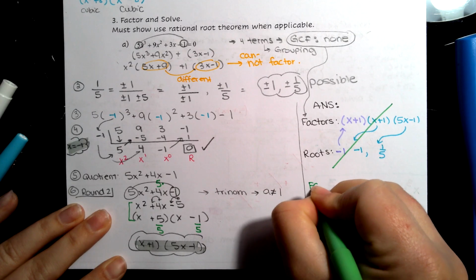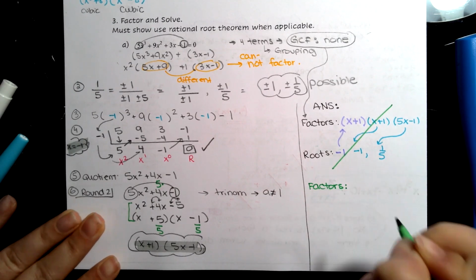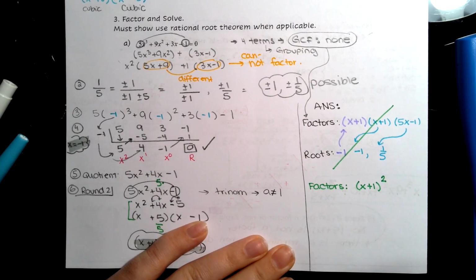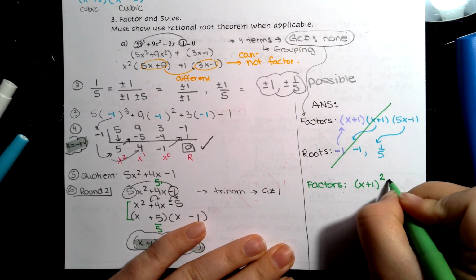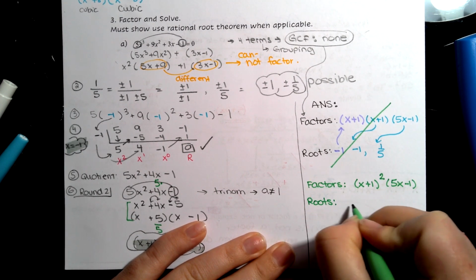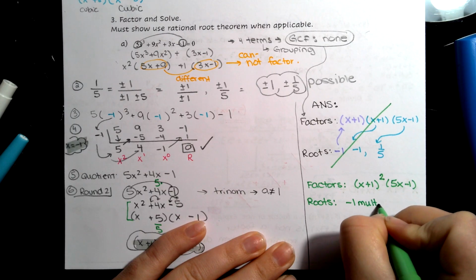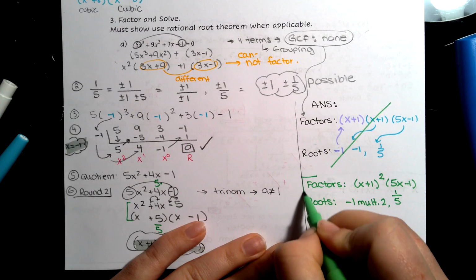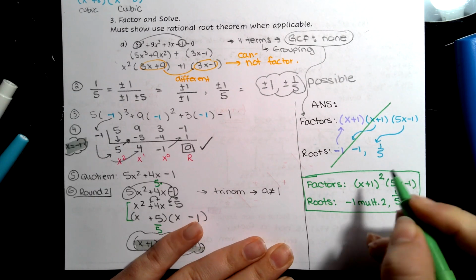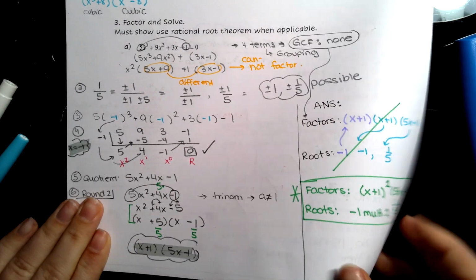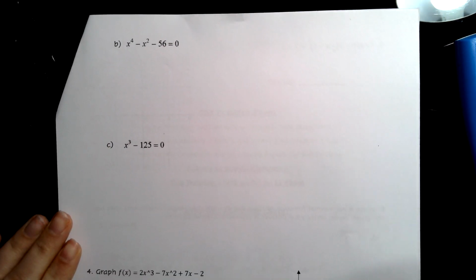and write it one more time. The reason it's not correct is because we have multiplicities. Notice that we have x plus 1 twice, so I have to condense that with an exponent of 2, and 5x minus 1. That means our roots have multiplicities, so I have negative 1 with multiplicity of 2, and I have positive 1/5. This is my answer. Make sure that if you have multiplicities, you identify multiplicities. That changes your behavior at that zero. Okay, moving on.